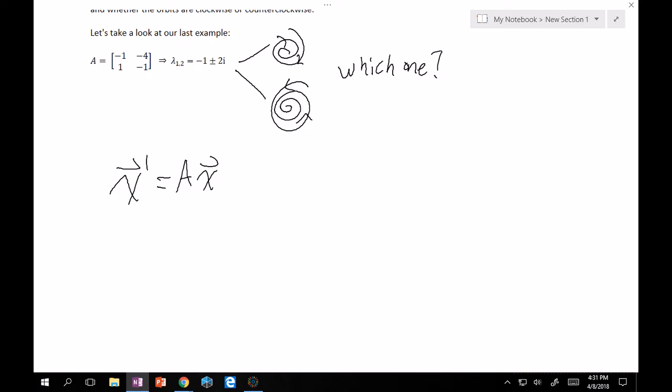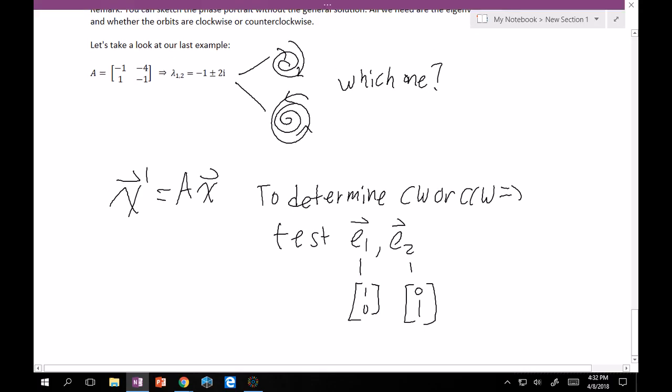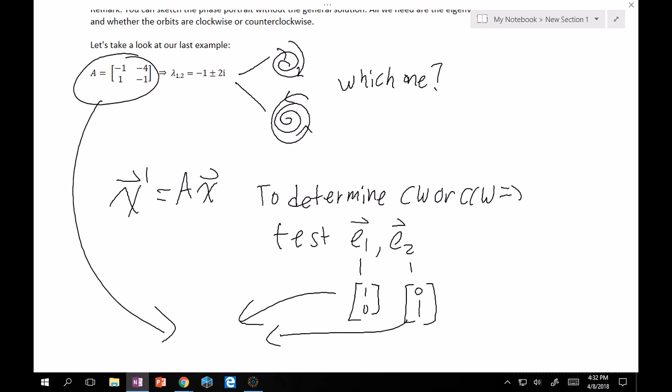So whatever you multiply the vector by, our matrix A in question will tell you exactly how that vector wants to move from that position. So, in order to determine clockwise or counterclockwise, just test the e1, e2 vectors. If you don't remember this from linear algebra, this is (1, 0), and this is (0, 1). So what do I mean by this? Let's take a look at this A. The problem that we solved earlier in the video, let's bring that down here and test these two vectors on it and see what happens.